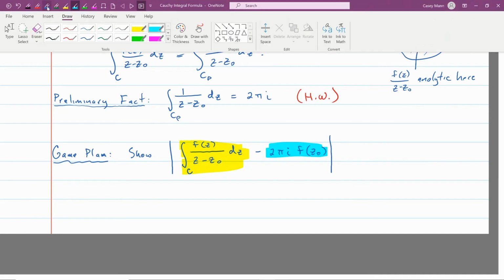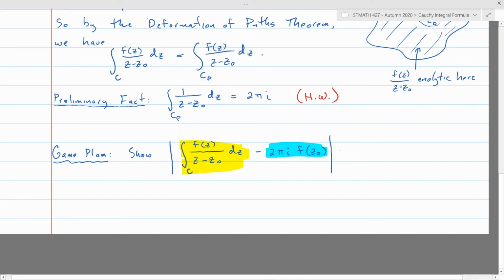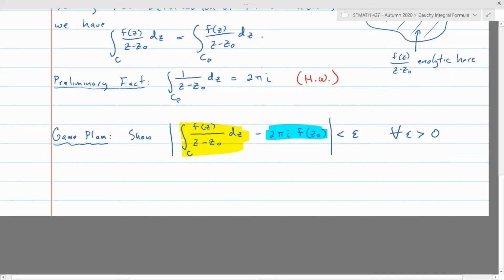So one way you can show two things are equal is to show that the difference between them is less than any positive quantity. If the difference between two things in modulus is less than any positive quantity, those two things must be equal. Basically, what we're going to do with the preliminary fact here, 2 pi i, you see 2 pi i right here, I'm going to replace 2 pi i with that integral, then I'll have a difference of integrals that I'm going to smash into one integral, and then we'll be able to get some bounds on it. So let's see how that goes.